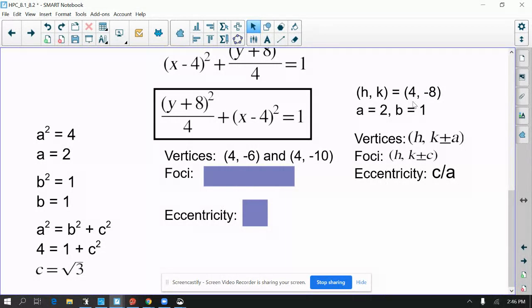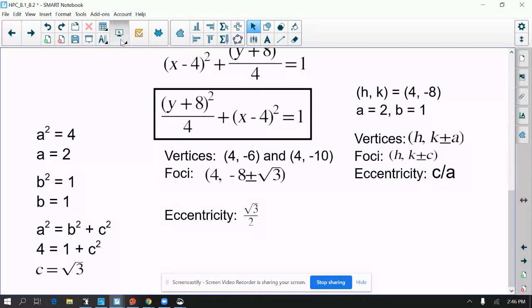Here's the center, (4, -8). I would add rad 3 to -8 and subtract rad 3 from -8. Or in other words, just this: -8 plus or minus rad 3. And finally, how eccentric is this ellipse? C divided by A. C is rad 3, A is 2, so the eccentricity is just rad 3 over 2.